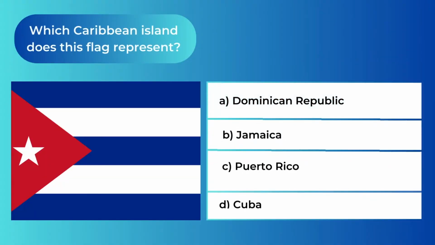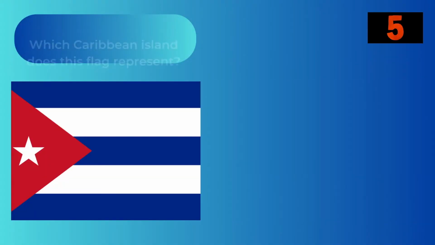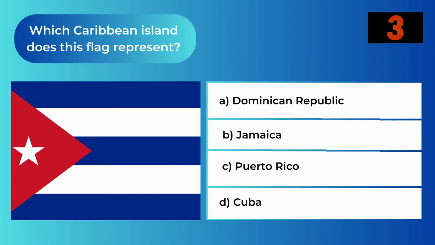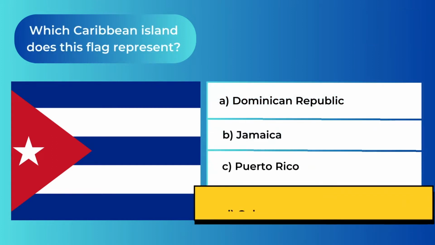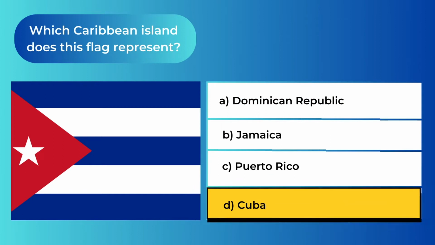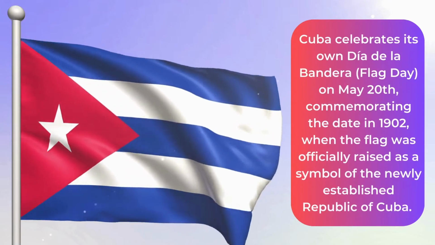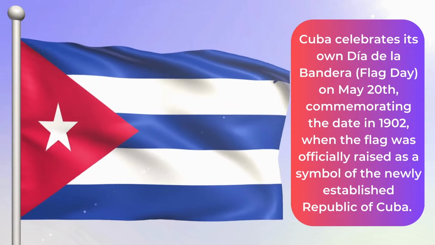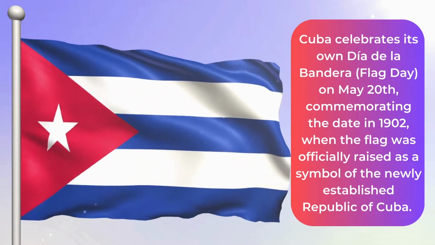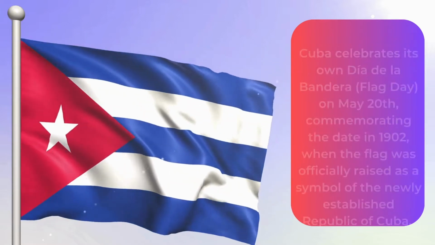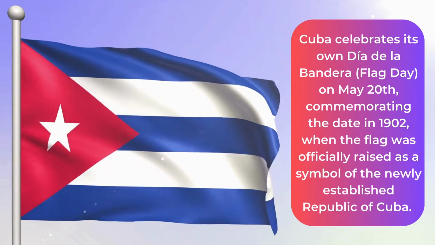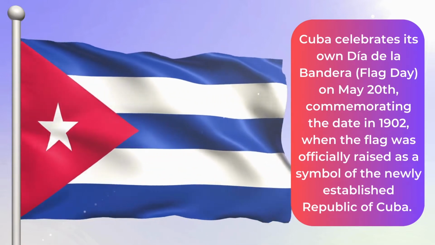Which Caribbean island does this flag represent? The answer is D, Cuba. Cuba celebrates its own Dia de la Bandera, Flag Day, on May 20th, commemorating the date in 1902, when the flag was officially raised as a symbol of the newly established Republic of Cuba.